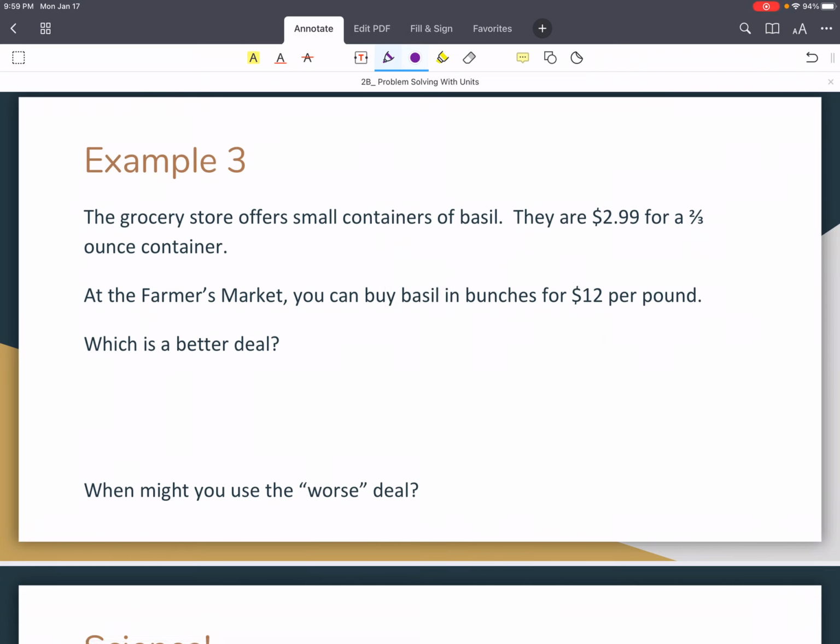Okay, the grocery store offers small containers of basil. They are $2.99 for 2/3 ounce. But at the farmer's market, you can buy basil in bunches for $12 per pound. So which is a better deal? Well, we know the farmer's market is already $12 per pound. So if I want to calculate the grocery store, it's $2.99 for 2/3 of a pound. Nope, ounce. 2/3 of an ounce.